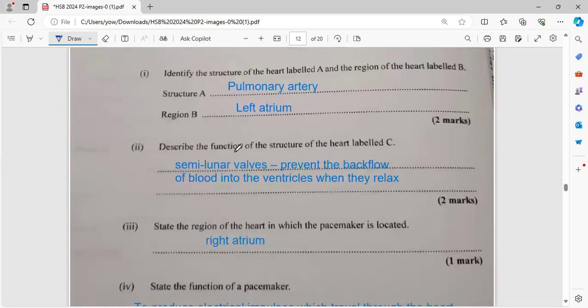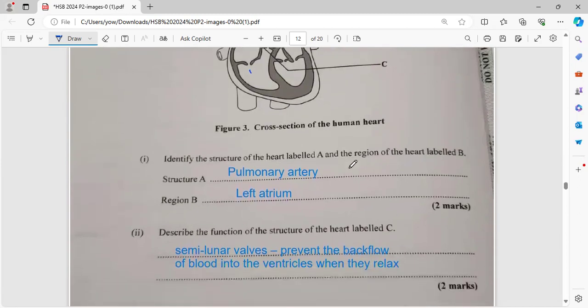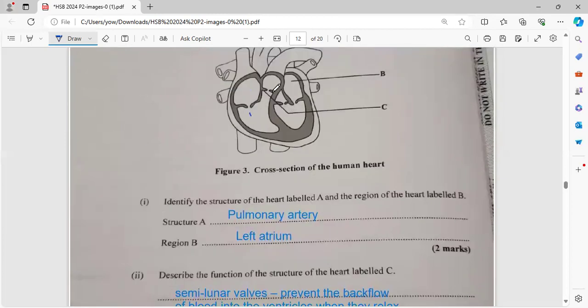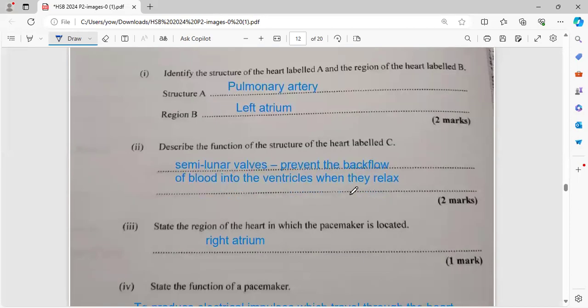Then it says, describe the function of the structure of the heart labeled C. In my opinion, guys, this would be the semilunar valve. This prevents backflow of blood into the ventricle when they relax. You wouldn't have to say semilunar valve; I just put it there for your knowledge. You just have to say it prevents backflow of blood into the ventricle when they relax, or something that says the same thing. So if you guys got that, brilliant. You're on your way.